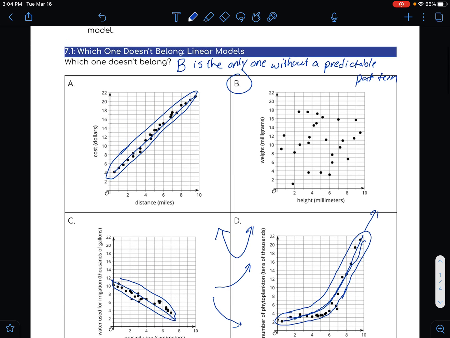In any case, B is the one where you have no real connection, no real pattern. So height versus weight in that case, we didn't really have a predictable pattern. So that's what I chose. And maybe you chose that one or something else.